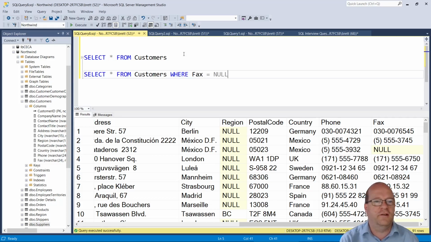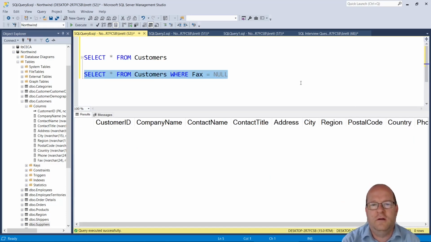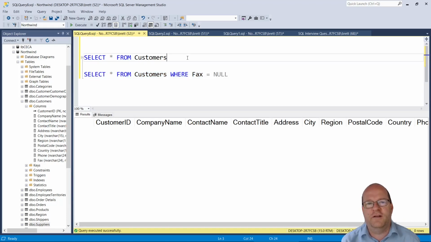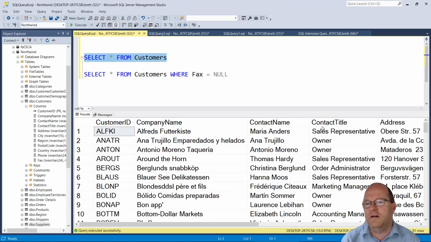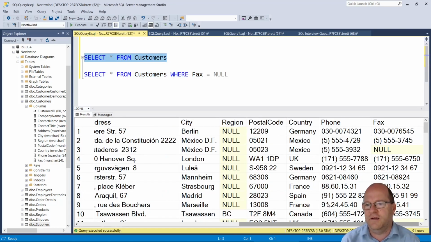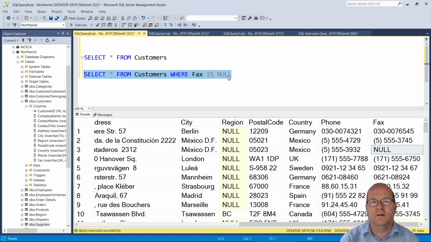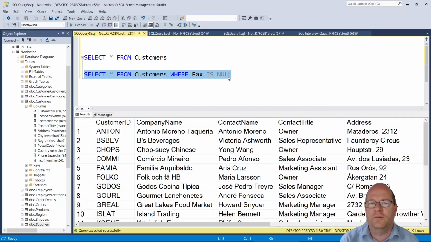So can you write this: SELECT * FROM customers WHERE facts, this column here, equals NULL. You might be a bit mystified if you write this because clearly there are values that are null in here. So why doesn't this work? Remember, when you're returning nulls, you have to use IS NULL. You can't use an equals for null.